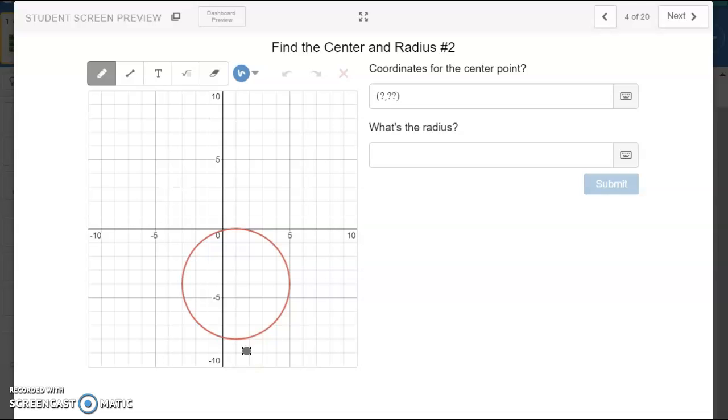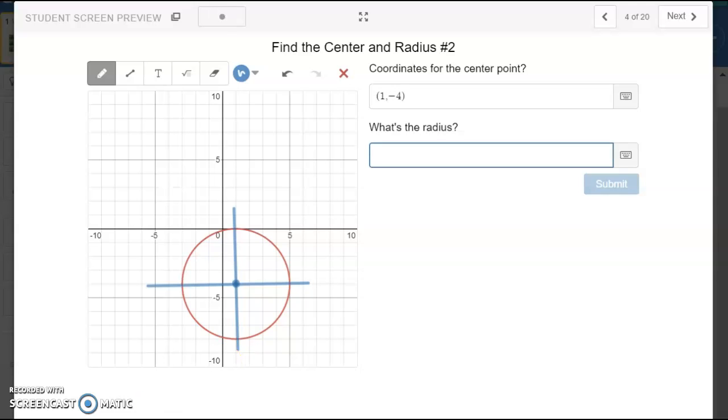Okay, so card number 4, we need to find the coordinate of the center point. Again, I look for the widest horizontal part and the widest vertical part. This will be the widest part of the circle. Vertically, this will be the widest part of the circle. Okay, so that means that the center point is right there, where it crosses. So the center point is right there. What is the coordinate? That's going to be 1, comma, -4.